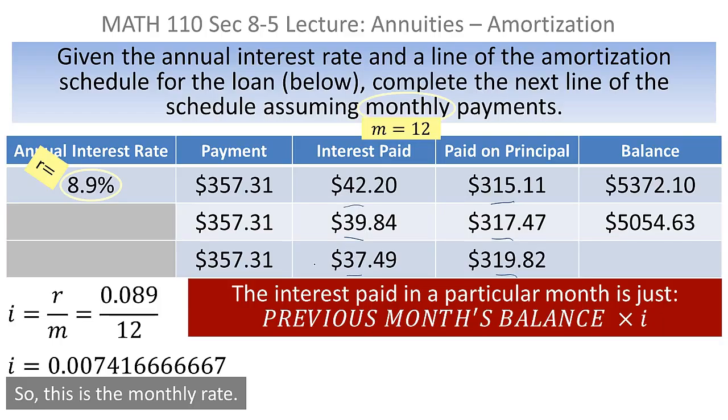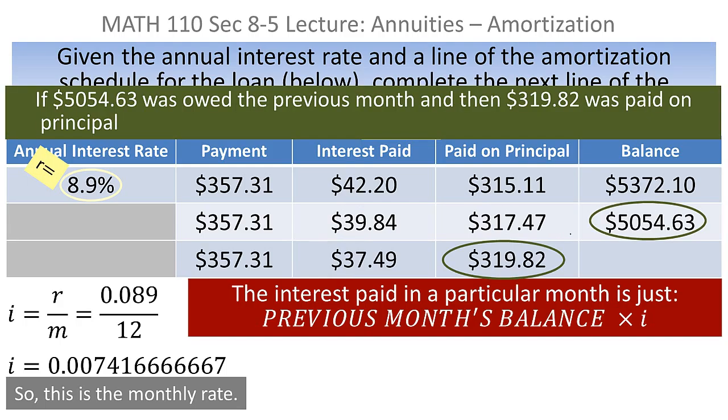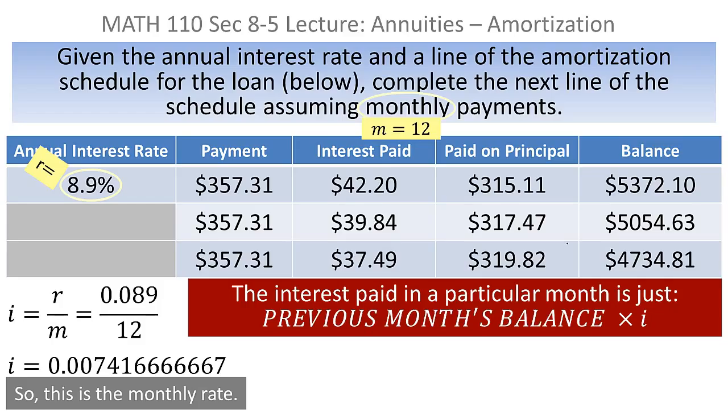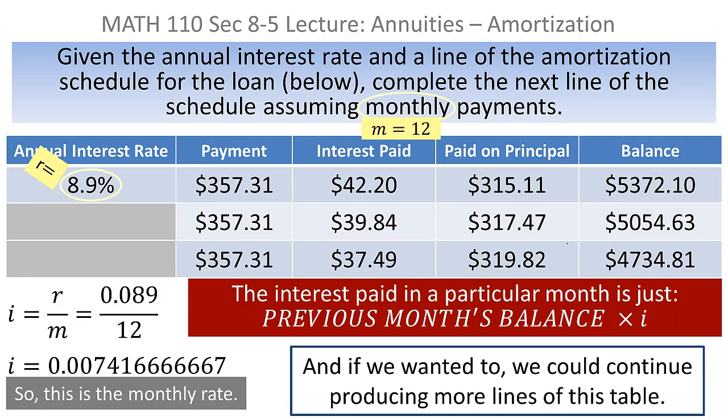And finally, we take the previous month's balance, subtract off the amount we paid on principal, and that will give us the value in the last column for the last row. So we have completed that amortization schedule for 3 months. And of course, if we wanted to, we could keep going and going and going. But the idea is, once you've done one row, all the other rows follow in the same pattern.